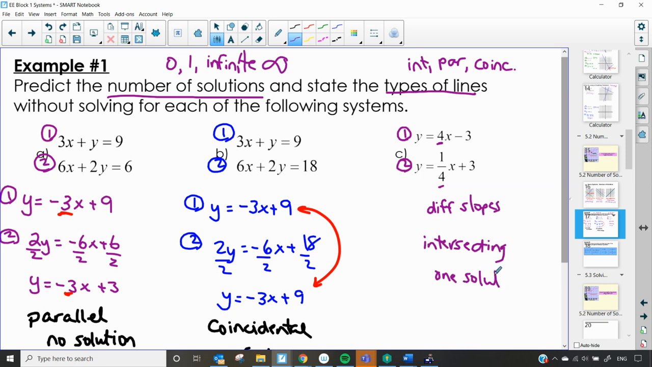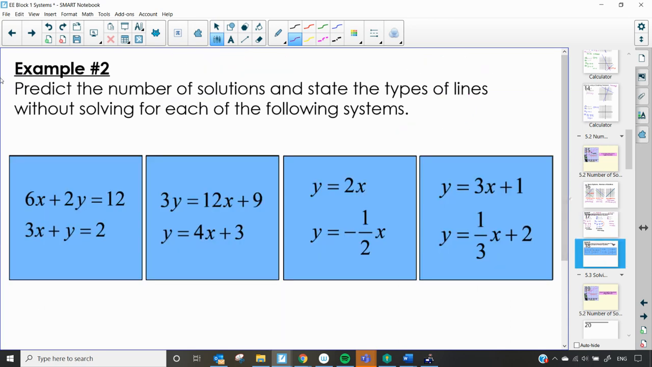Now, some students will mix up the whole idea of negative reciprocals when we're thinking about perpendicular and intersection points. They do not have to be opposite signs to be intersecting lines. They just have to be different. All right, let's take a look at 4 more examples here.